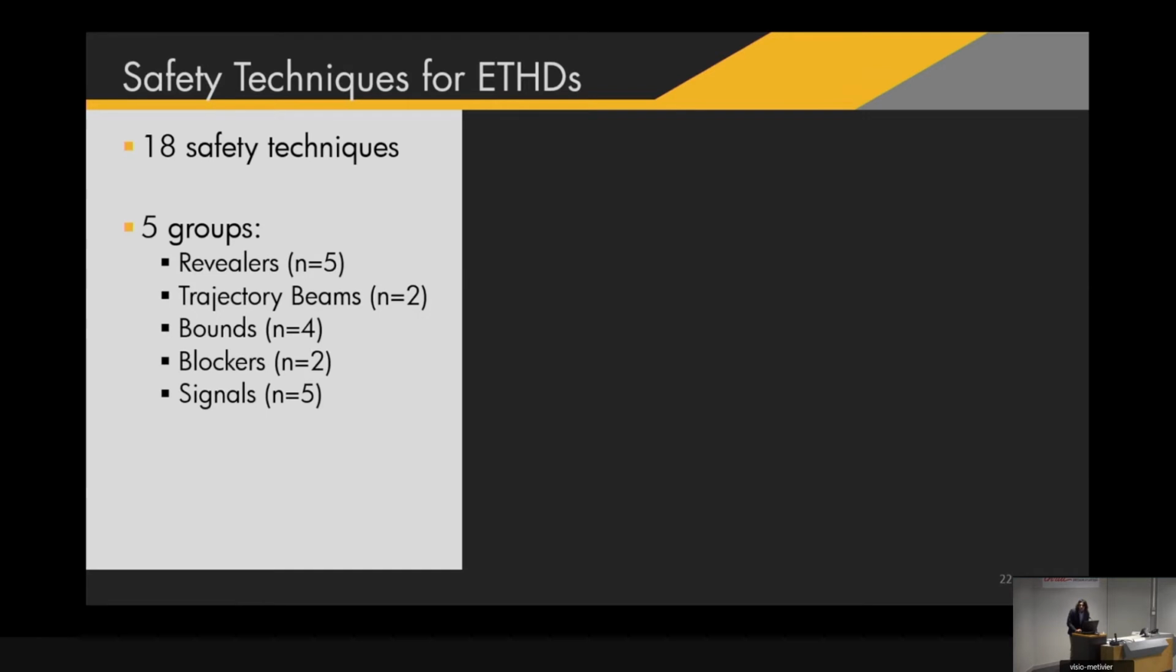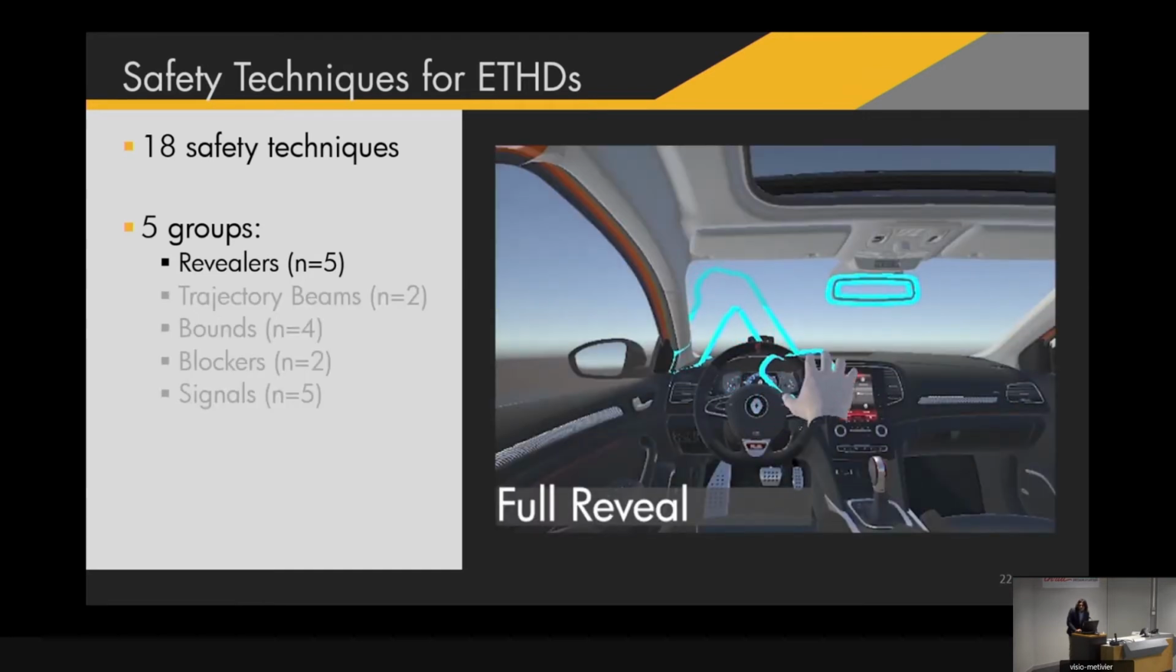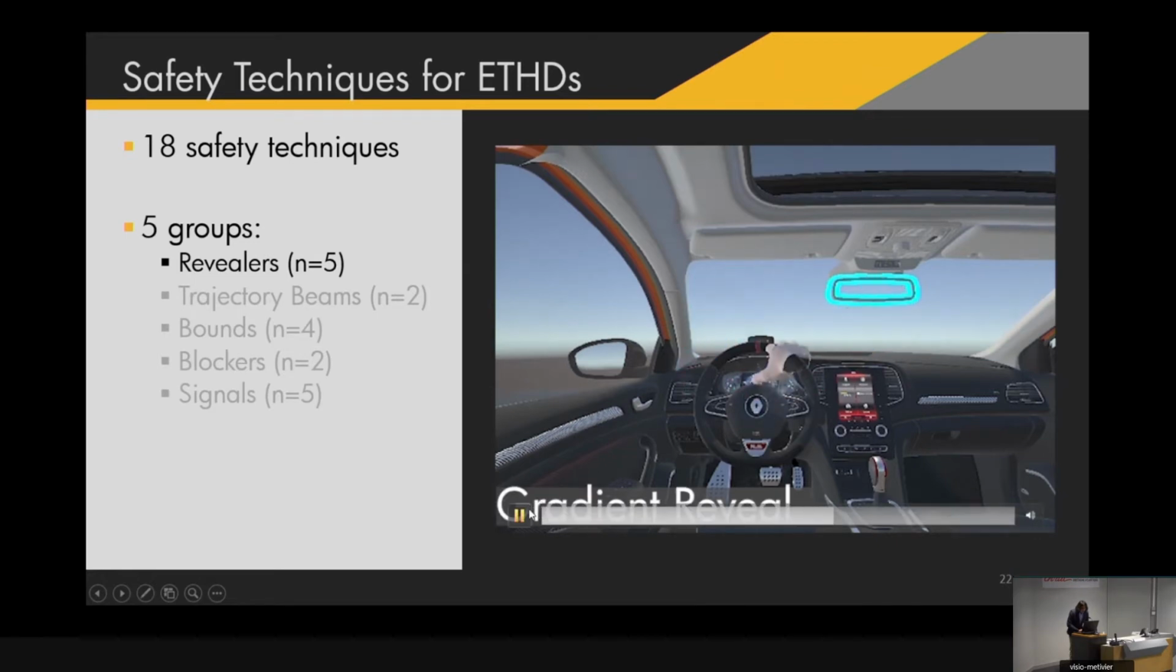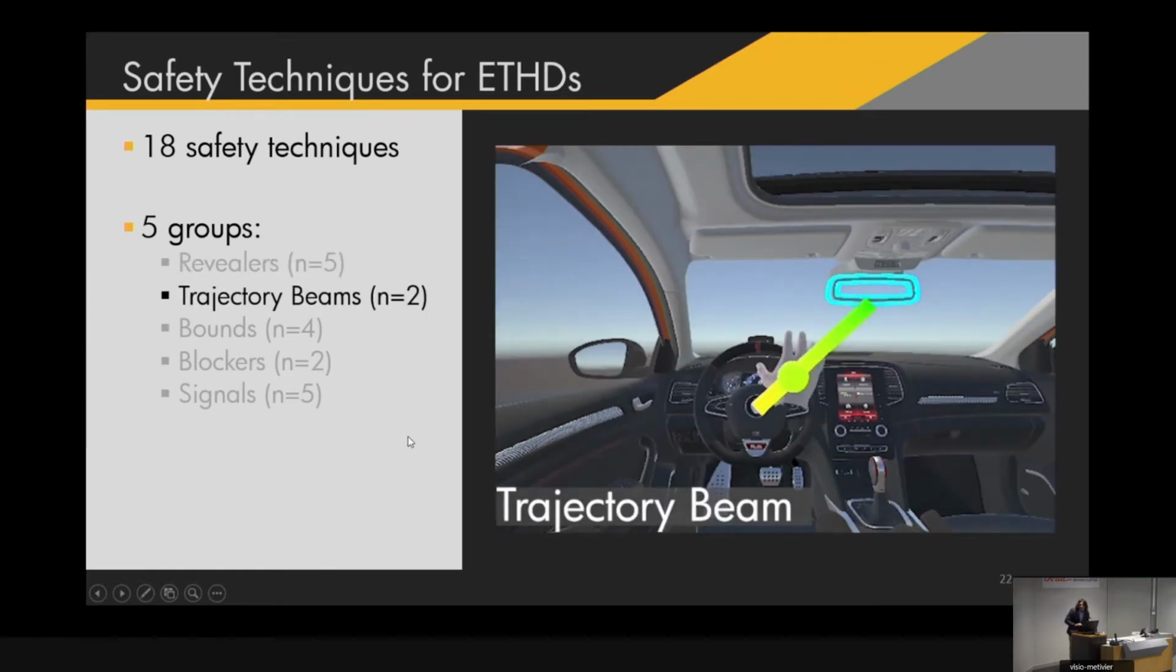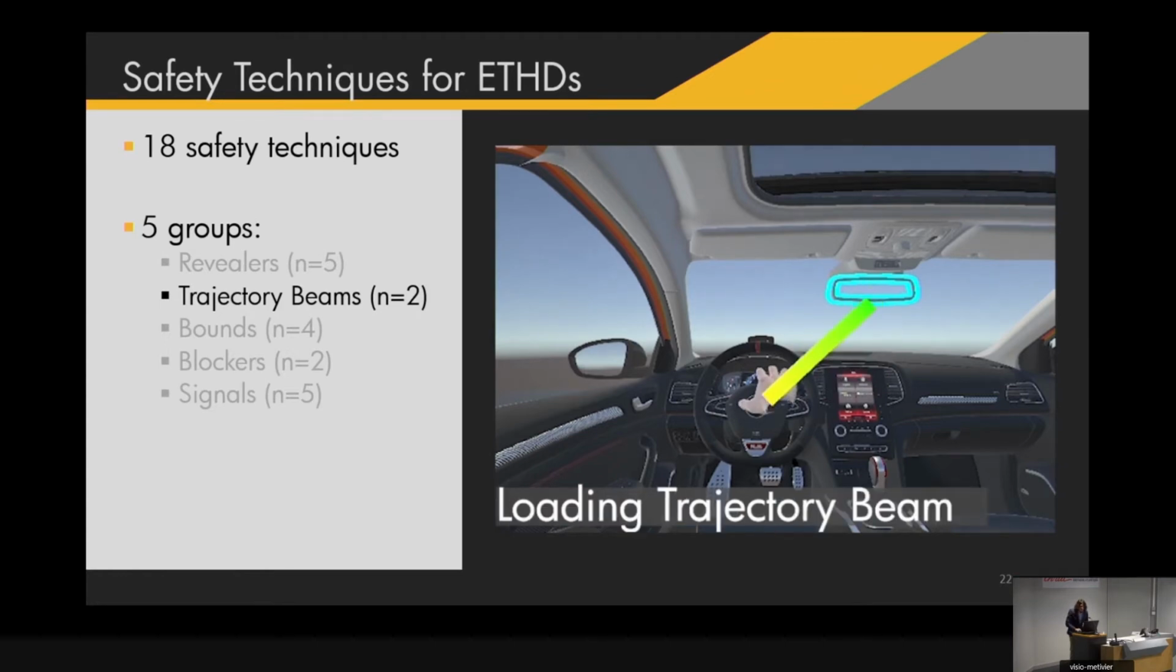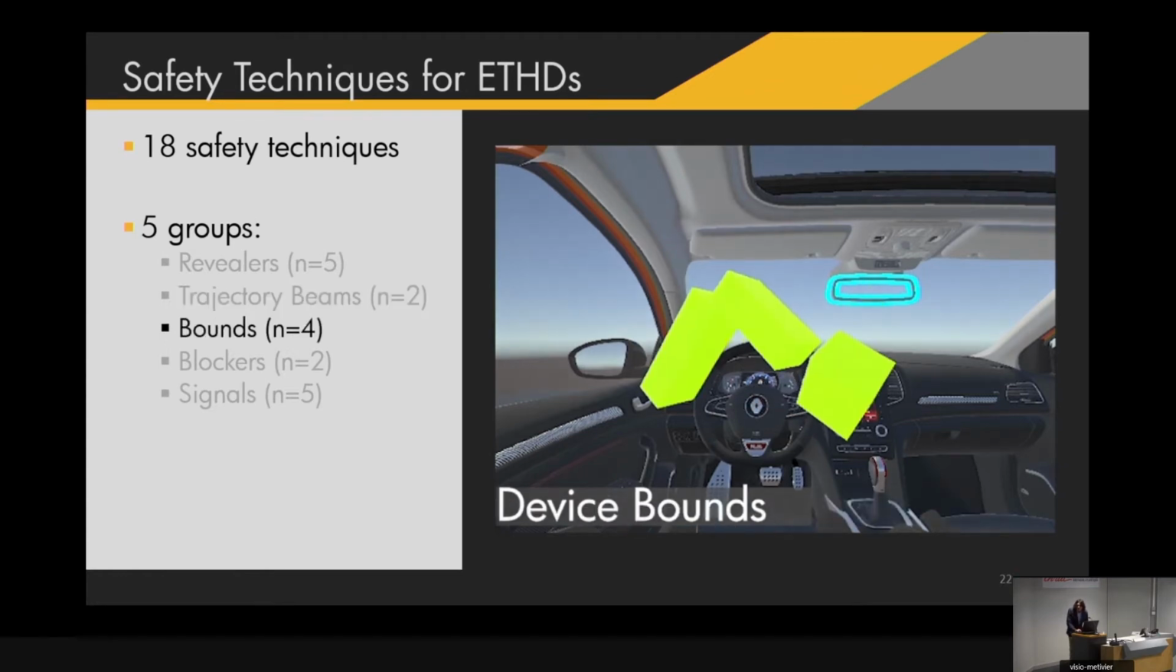I'm going to show you a few examples for the revealers group, for instance. As we can see, we have this technique, which is called full reveal, which consists of fully displaying the robot's contour. And we have also gradient reveal, which basically plays with the robot's transparency. As the user gets closer to the robot's mesh, the mesh is going to become more opaque. And as the user goes away from the robot, it's going to become more transparent. We have also trajectory beams that serve like some sort of loading bars for telling the users when the robot has finished its trajectory, as we can see over here.